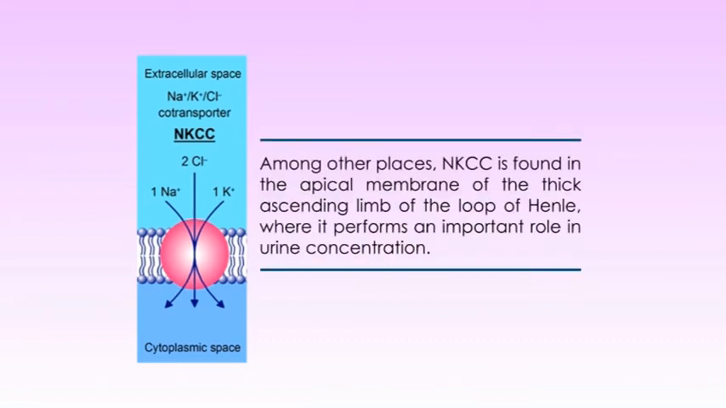Among other places, the sodium-potassium-chloride cotransporter is found in the apical membrane of the thick ascending limb of the loop of Henle, where it performs an important role in urine concentration.